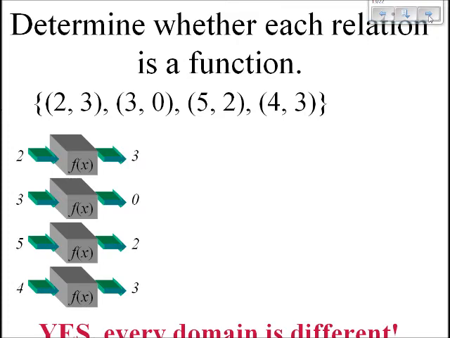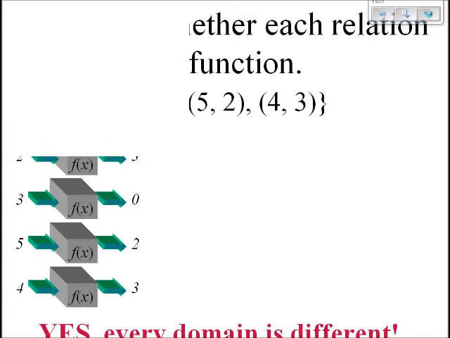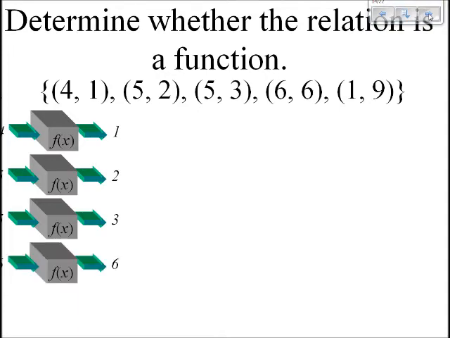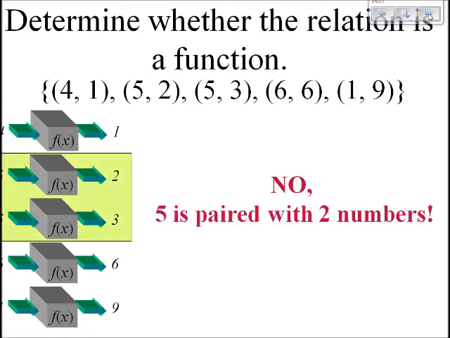The next one. See what you think there. Now you should be saying, something's wrong. This has 5 paired with 2 and 5 paired with 3. That is not allowed. It fails being a function because 5 is paired with different outputs, okay? So this is not a function.